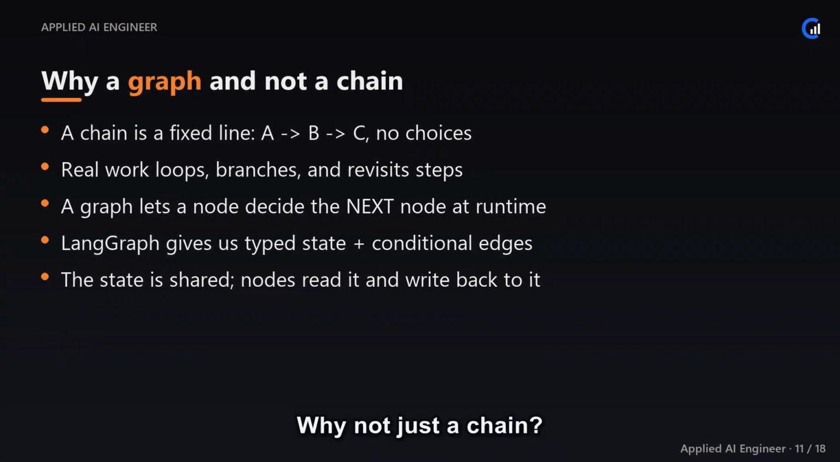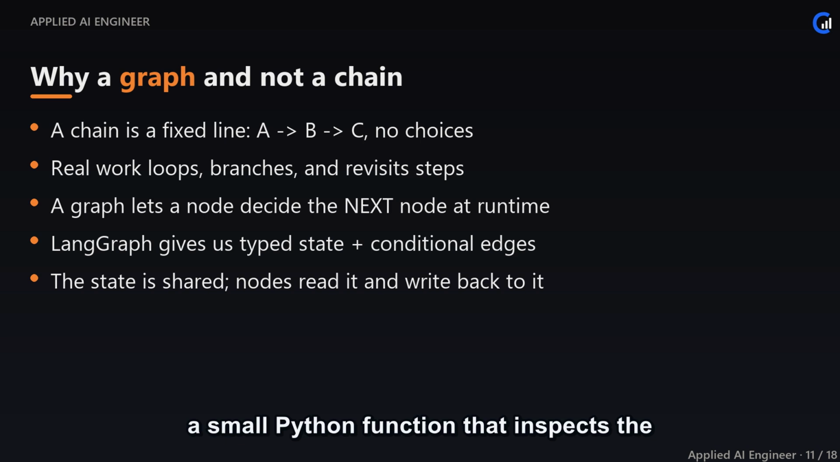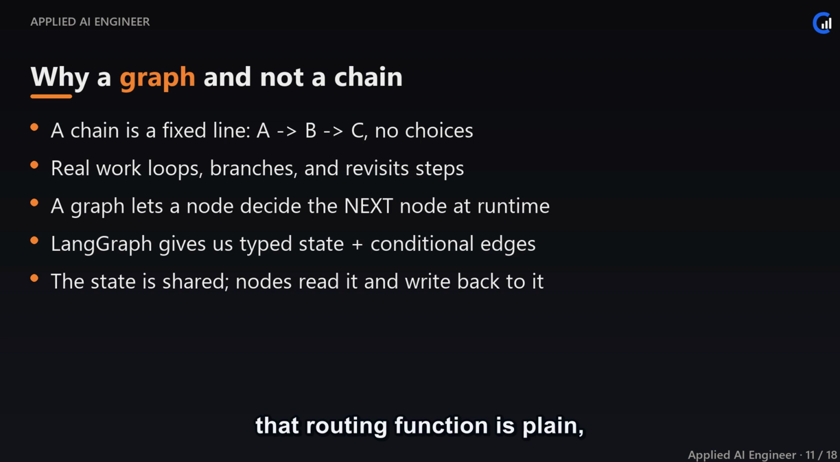Why not just a chain? A chain is a straight line, step A, then B, then C, with no decisions. But real work branches and loops, do a task, check progress, maybe redo it, maybe move on. A graph captures that. The key feature LangGraph adds over a plain chain is the conditional edge, a small Python function that inspects the shared state and picks the next node. The agents do the thinking inside nodes. That routing function is plain, deterministic code. That split is the heart of today's episode.